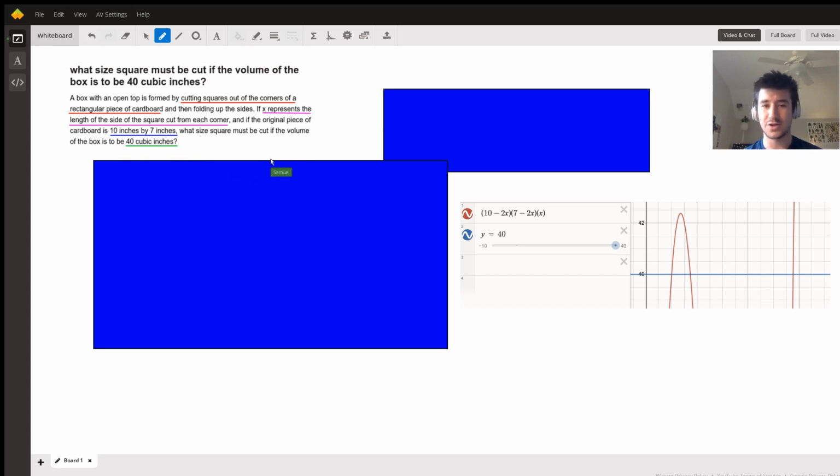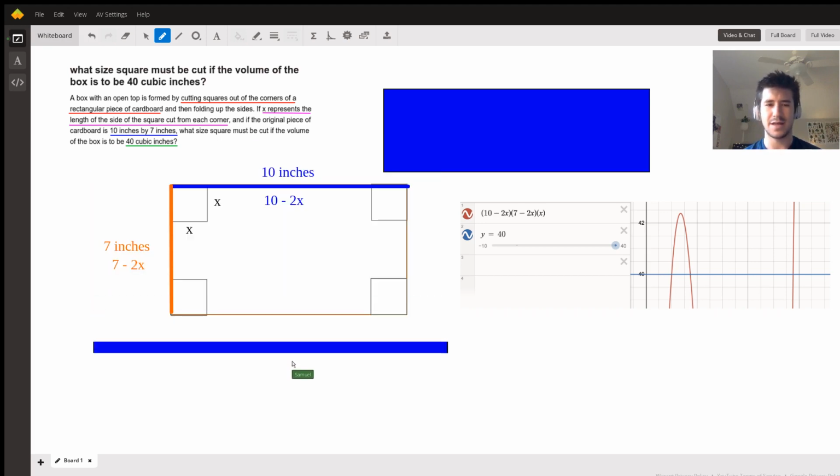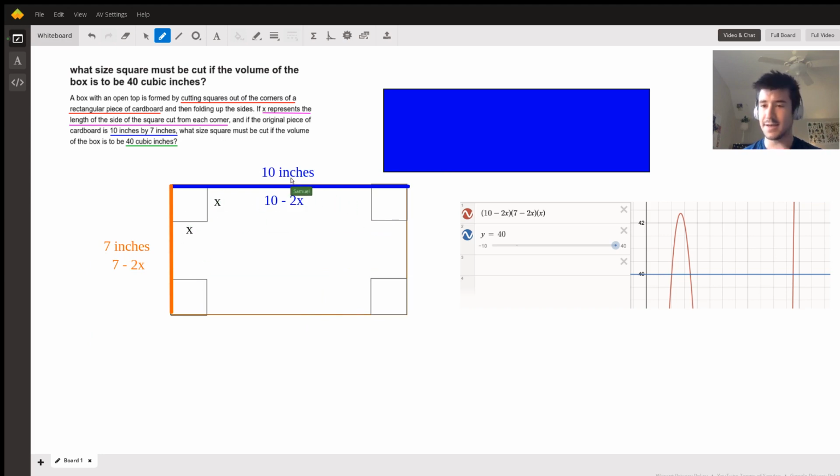Okay, I'd really encourage you to draw a picture on this one. And my picture might look something like this. So my original cardboard rectangle has side lengths of 10 inches and 7 inches. Then they give us the nice rule that each corner has to be a square, which means that the height here and the length here, or the length here and the length here, both have to be x. And that's true of all the squares around the corners.